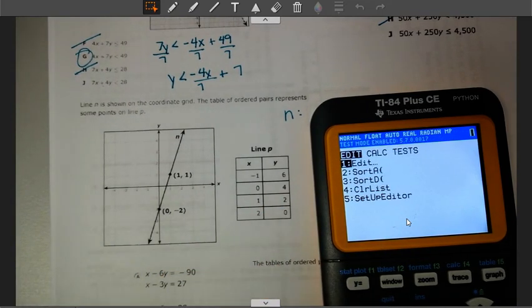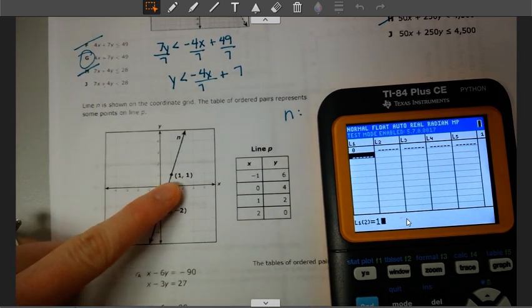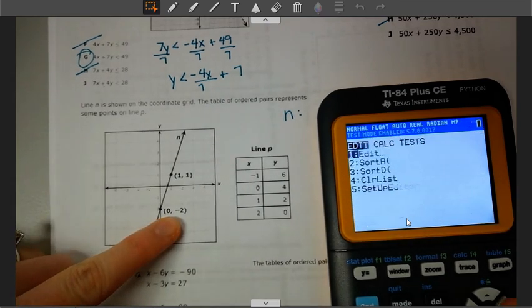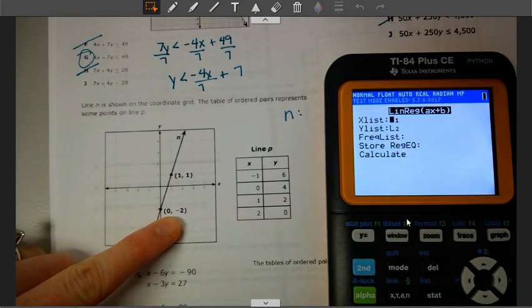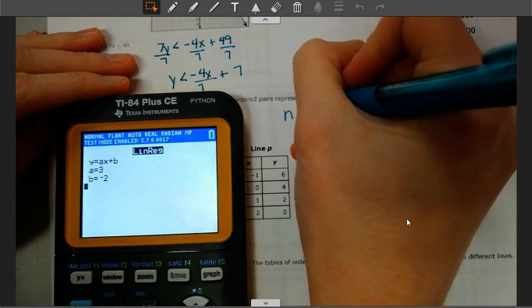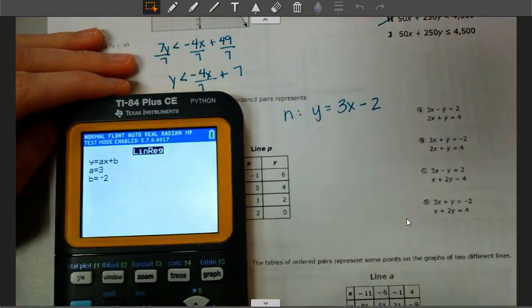I gave you 2 points on the graph, so the first thing we do is second, plus 4, enter. Then we can go to stat, enter our x values in list 1. Our x values are 0 and 1. Our y values are negative 2 and 1. Then we can go back to stat, go over to calc, option number 4. And so I have my slope and I have my y-intercept. So y is equal to 3x minus 2.